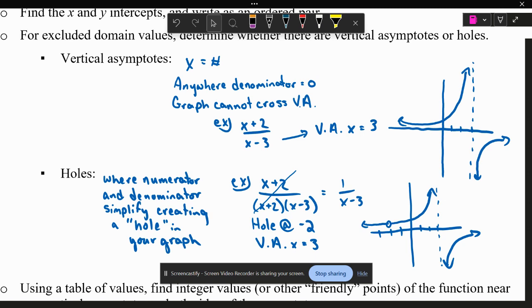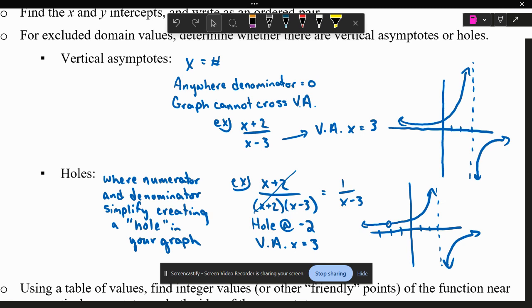When you go to graph, you will have to put a dashed line where 3 is located. That dashed vertical line will symbolize a line that you cannot go across. Your graph will approach that line, but it will never cross over it, meaning that you will have something that looks like it's going to touch, but it will never actually quite touch.